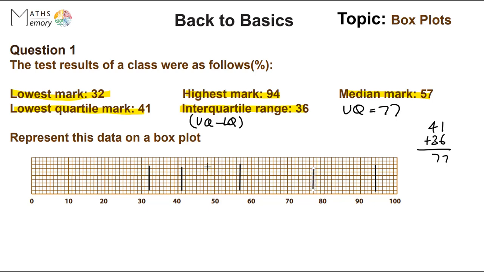So now we create our box. Now our box is basically from the lower quartile to the upper quartile. So from 41 up to 77. That's going to be our box or interquartile range. Same word, box and interquartile range, by the way. And these are our different bits on the end. We used to call them whiskers, but now I think you call this box plot. So there's a box plot over here.